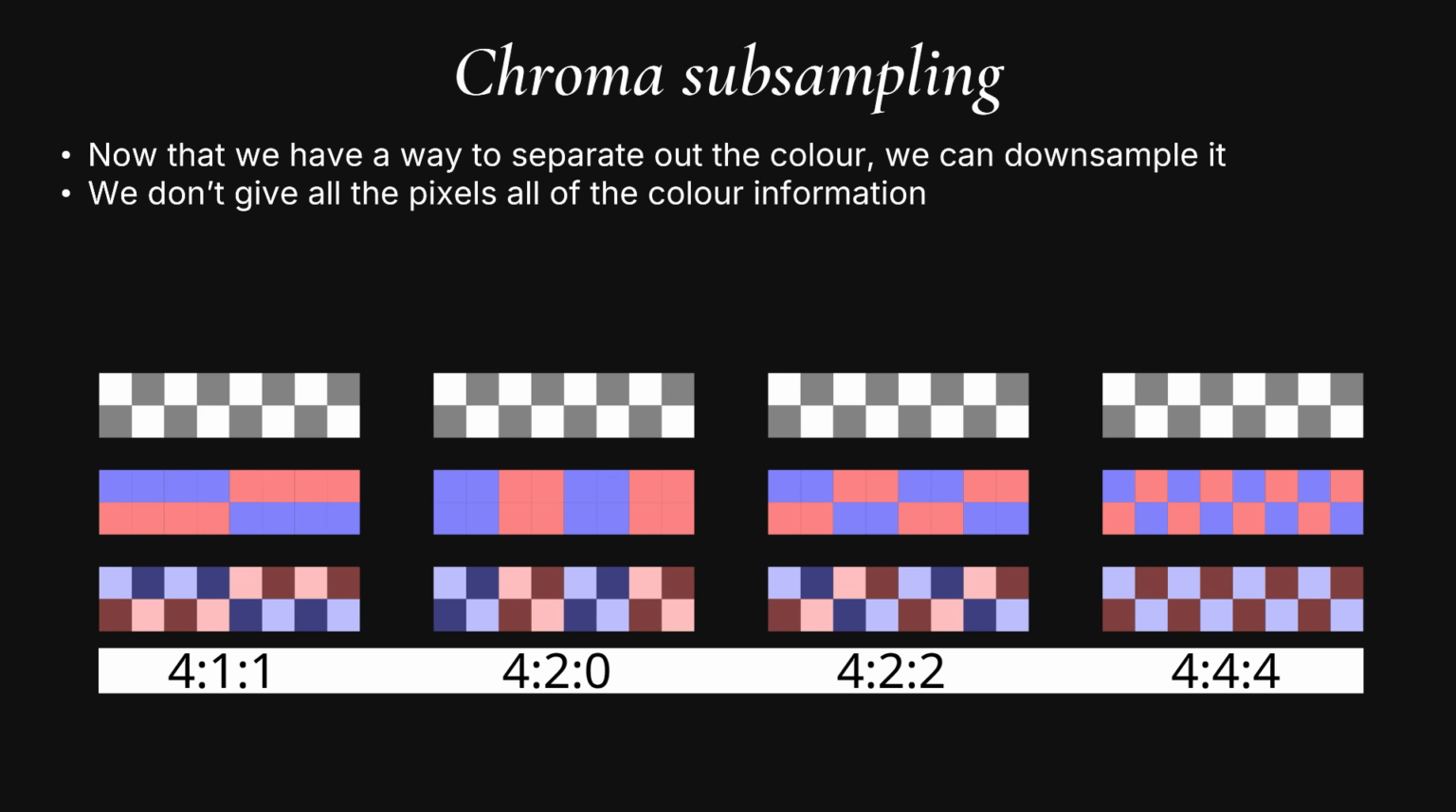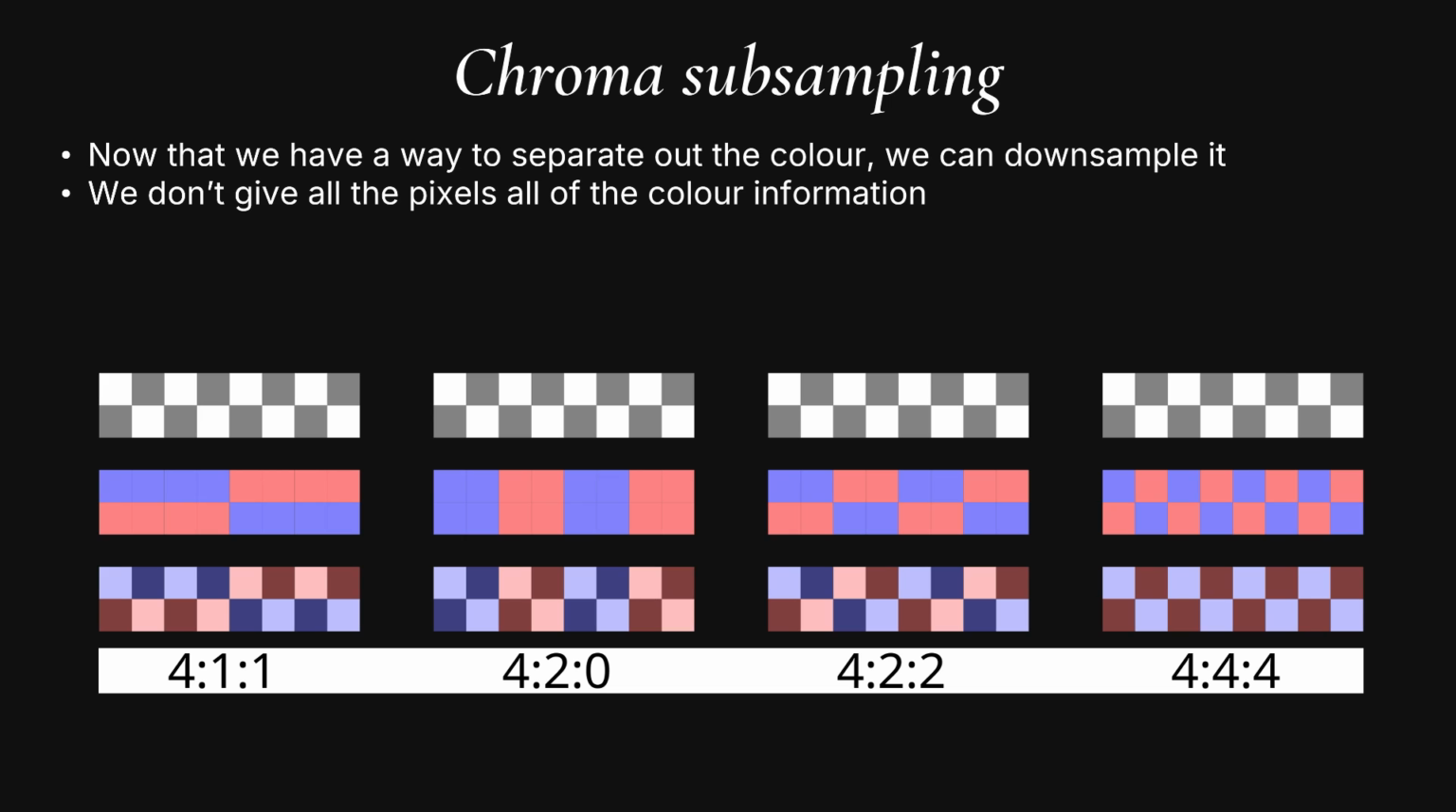So 444 is where you've got 4 luminance pixels of information. The second 4 means the top one, you've got 4 chrominance, and the second 4 means you've got 4 chrominance on the bottom. So this is full color, full normal stuff.